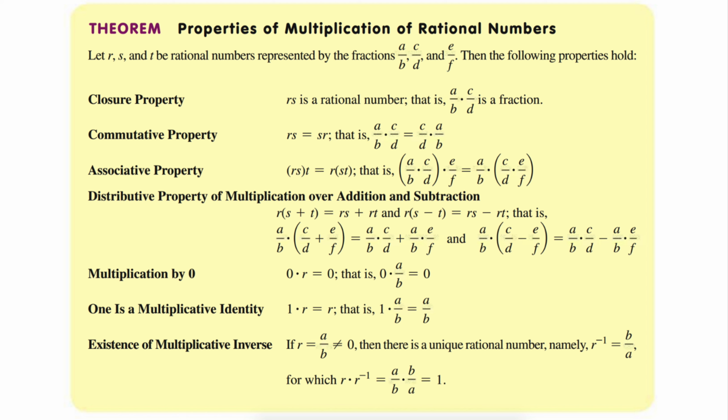The multiplicative inverse, sometimes it's called the reciprocal. When you multiply a fraction by its multiplicative inverse, you end up with a 1. So it's the idea of having 2/3 and 3/2. You're just flipping that fraction upside down.